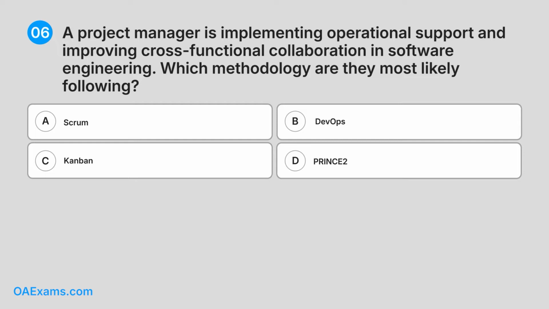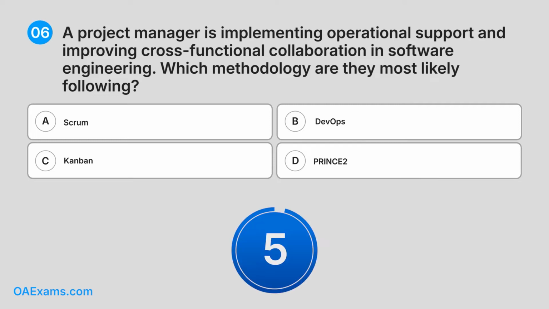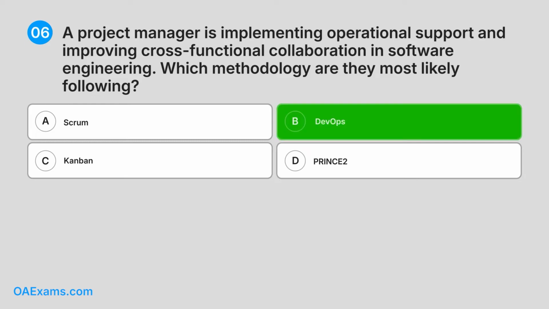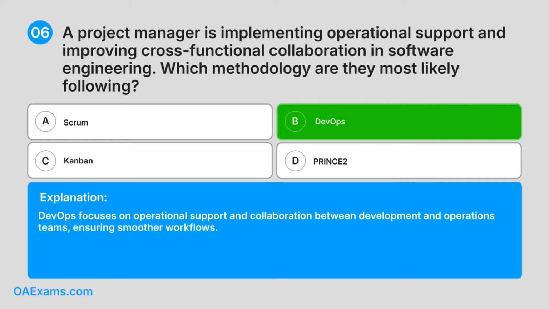6. A project manager is implementing operational support and improving cross-functional collaboration in software engineering. Which methodology are they most likely following? A. Scrum. B. DevOps. C. Kanban. D. Prince 2. Can you guess the answer? Correct answer. B. DevOps. Explanation. DevOps focuses on operational support and collaboration between development and operations teams, ensuring smoother workflows.